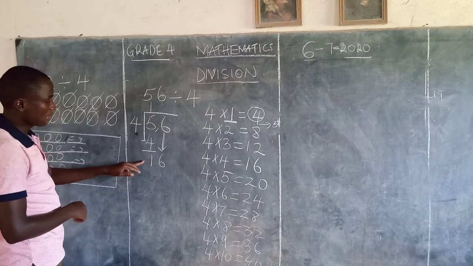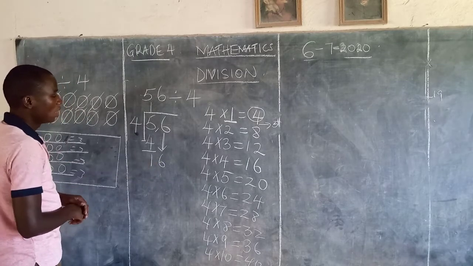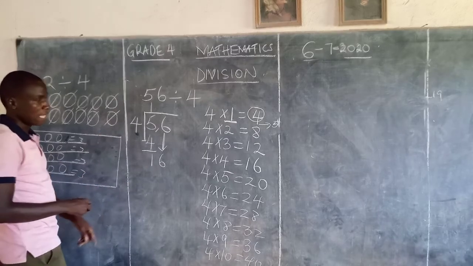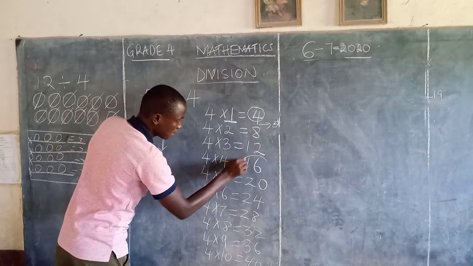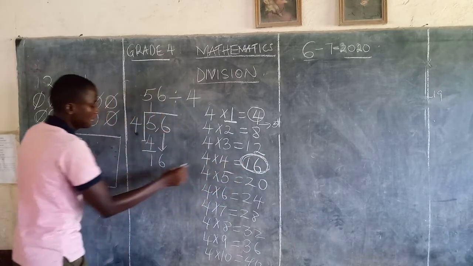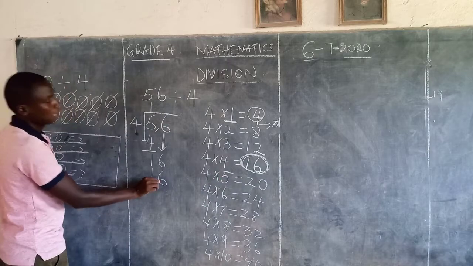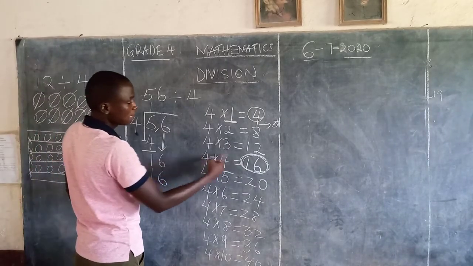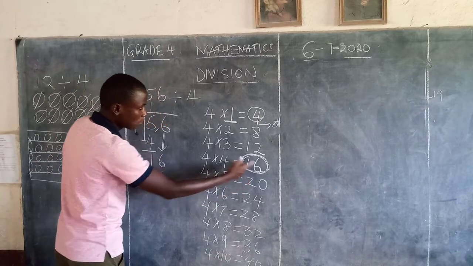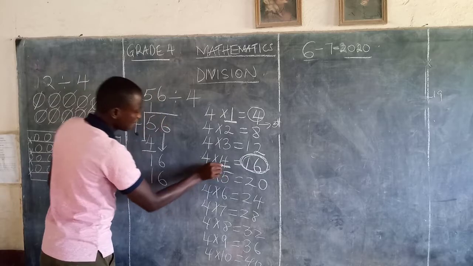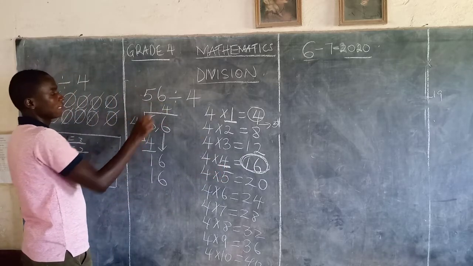We have 16, go back to your table, check to find out if we have 16. Do we have 16? Yes, we have 16. You circle it. Plug it in, 16, write it here, down. Which number was multiplied by 4 to get 16? The number that was multiplied by 4 to get 16 was 4. You take it and write it above there neatly.